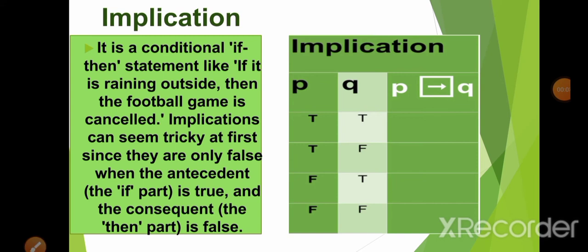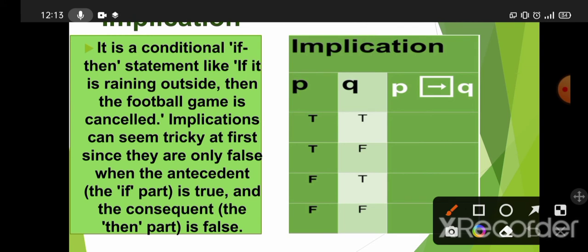Lastly we have implication. It is a conditional if-then statement, like if it is raining outside, then the football game is cancelled. So implication can seem tricky at first since they are only false when the antecedent, the if part, is true and the consequent, the then part, is false. So first we have P is true and Q is true. So the implication is true.